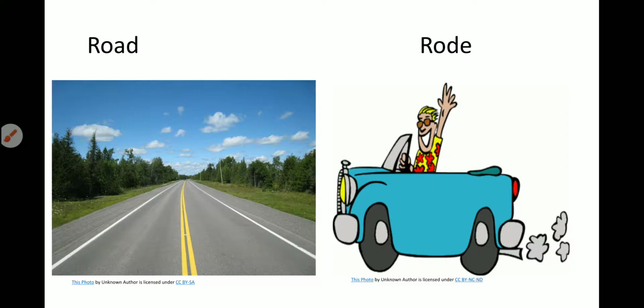The second road, R-O-D-E, means to ride. It's the past tense of ride. I rode my bicycle yesterday. He rode his dad's car last week. Okay? It's the past tense of ride.